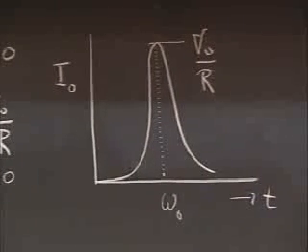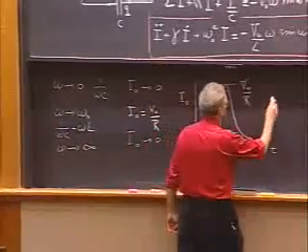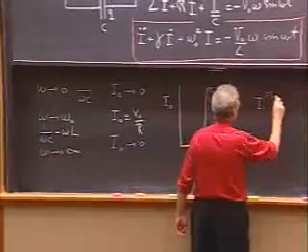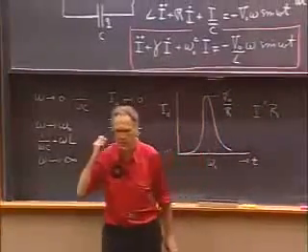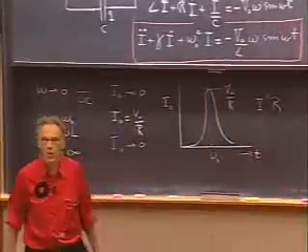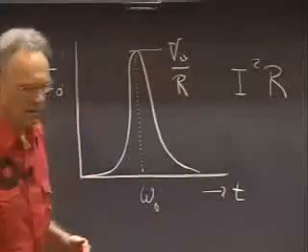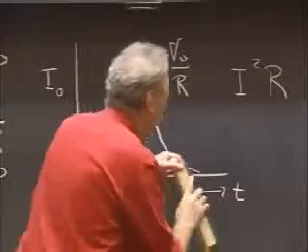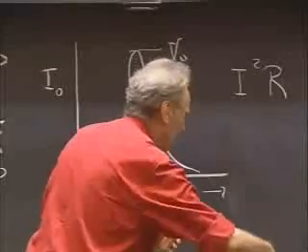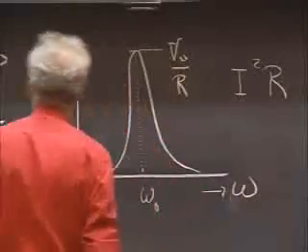This is not power. I have now plotted current. Power, of course, would go as I squared R. That is the heat that you dissipate in the resistor. So that will go as I squared. I've plotted here I as a function of not t, but this is I as a function of omega.